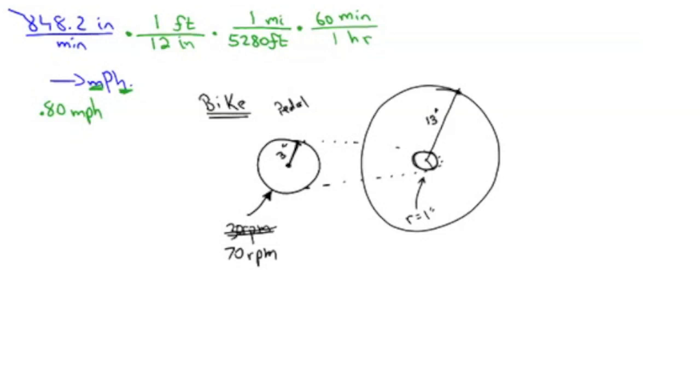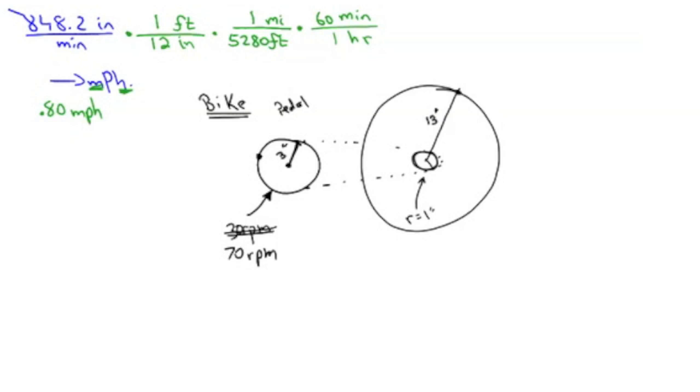So, if this thing is revolving at 70 revolutions per minute, what determines how fast that chain is moving? The chain's going to go faster. Well, there's this point on the chain that we're going to keep track of, and it's going to be going a certain velocity around our pedal. That's going to determine how fast this chain is going to be moving, because that chain is attached to that point. So, how fast is that point moving on the pedal itself?